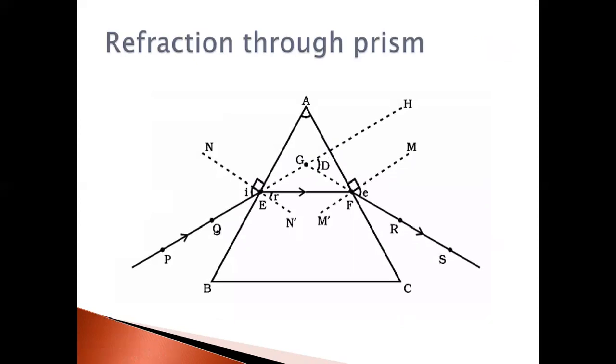Another look of this path of ray of light is this. PQ is the incident ray. This is angle i. The normal makes an angle of 90 degree with this side. This is angle of refraction. Alright, this line is refracted ray. This line again refracts out and makes an angle of emergence with the normal, and this angle is angle of deviation. Learn all these definitions and path of ray of light.